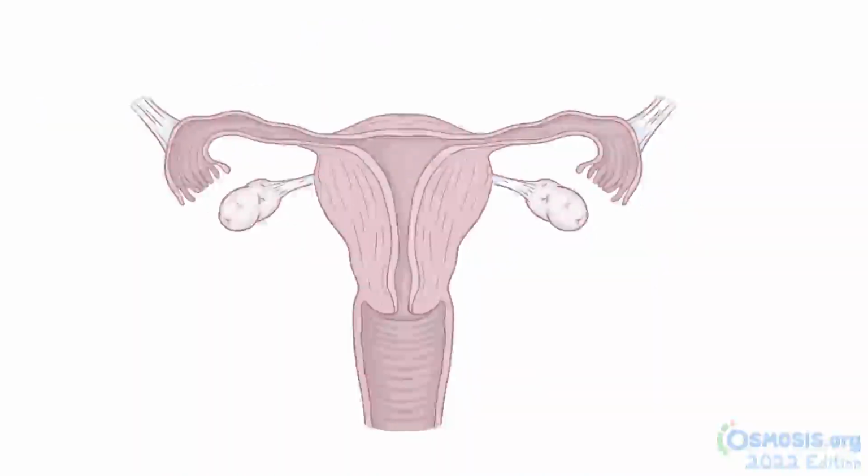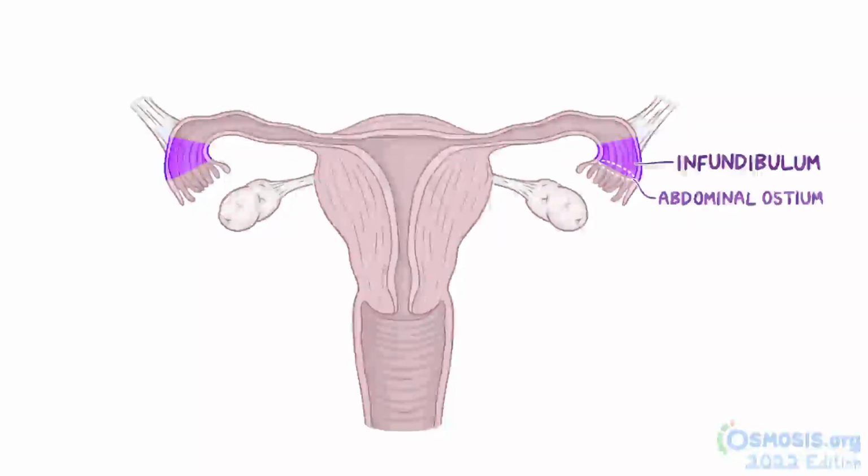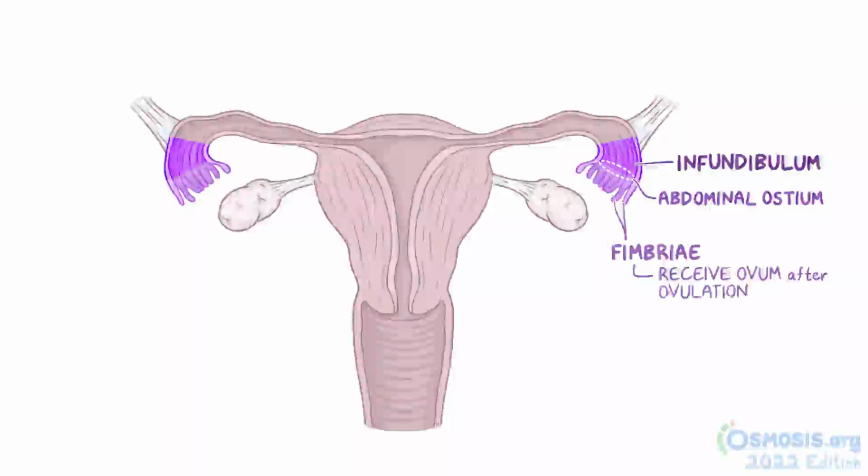Alright, now each uterine tube is divided into 4 parts. Let's start with the most lateral part called the infundibulum. The funnel-shaped infundibulum opens into the peritoneal cavity through an opening called the abdominal ostium. Around this ostium, there are finger-like projections called fimbriae, which cover the surface of the ovaries. These fimbriae receive the ovum after ovulation, and they guide it inside the uterine tubes.